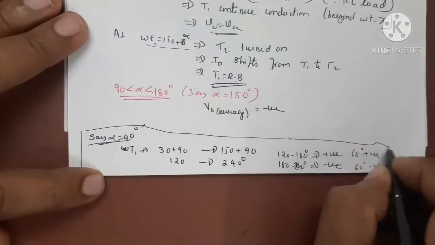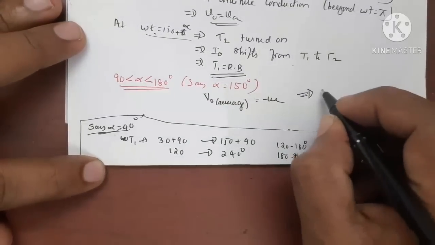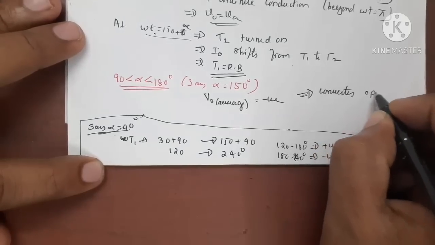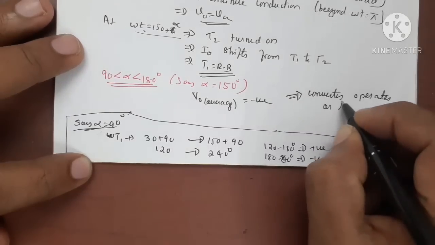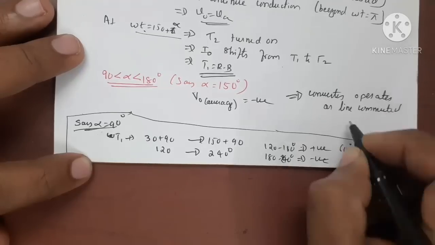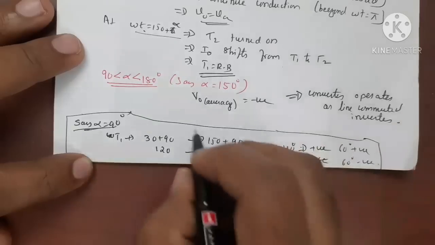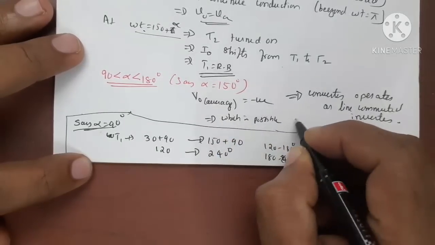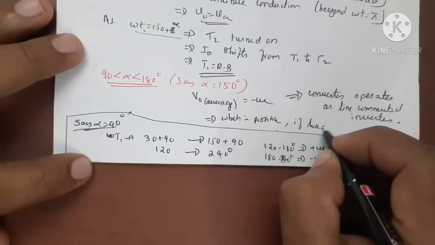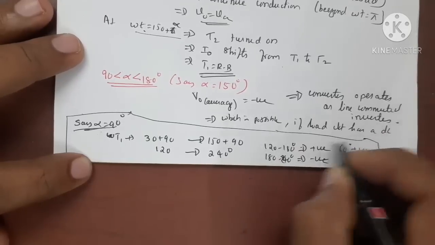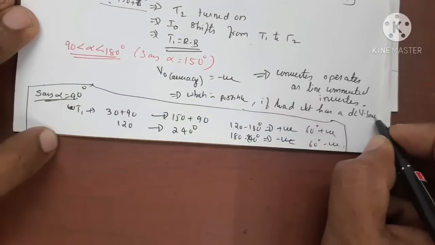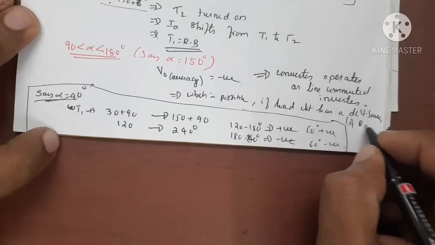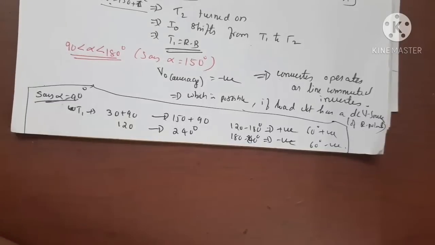That means the converter operates as a line commutated inverter, which is only possible practically if the load circuit has a DC voltage source of reverse polarity. That will be practically possible if you are having an E, a voltage source, at the secondary. It can be a battery or a counter EMF, etc.